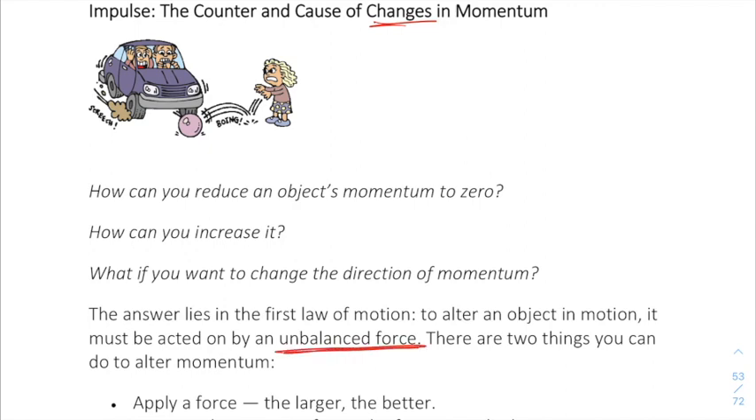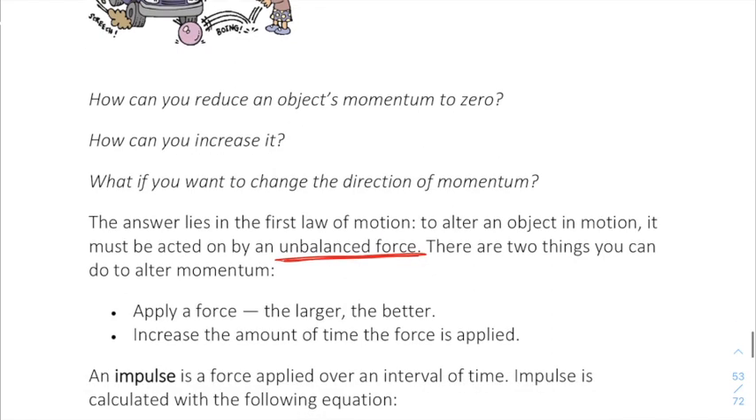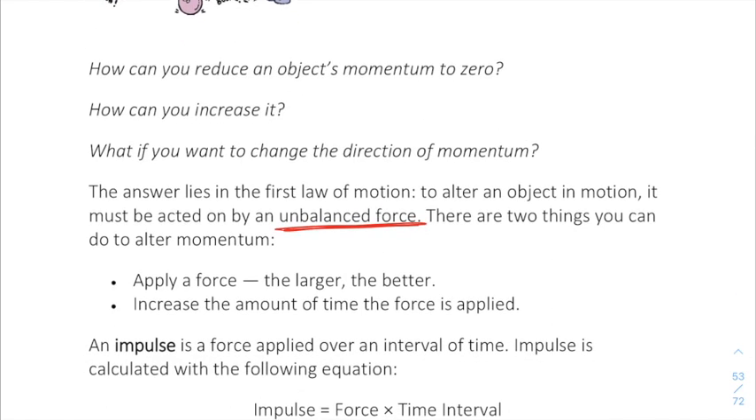So unbalanced force. Remember that forces come in pairs, but if you add up all the forces acting on a body, they might not be balanced. And this is, in fact, often the case, especially for anything that's accelerating. This is the act of unbalanced forces. There are two things you can do to alter the momentum. You can apply a force, the larger the better, and you can increase the amount of time the force has been applied.